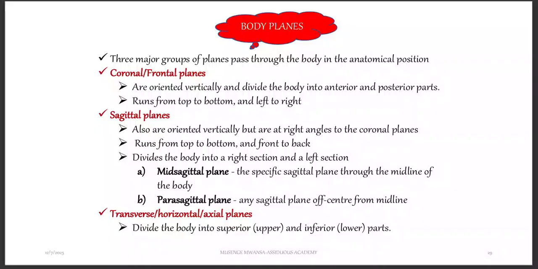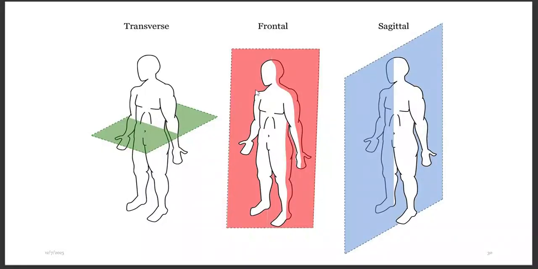And then we also have the transverse plane, also known as the horizontal plane or axial plane. This one divides the body into up and down. That's the transverse or horizontal or axial. Up and down. So far, do we understand the different planes that we can use to divide the body? Is that clear?